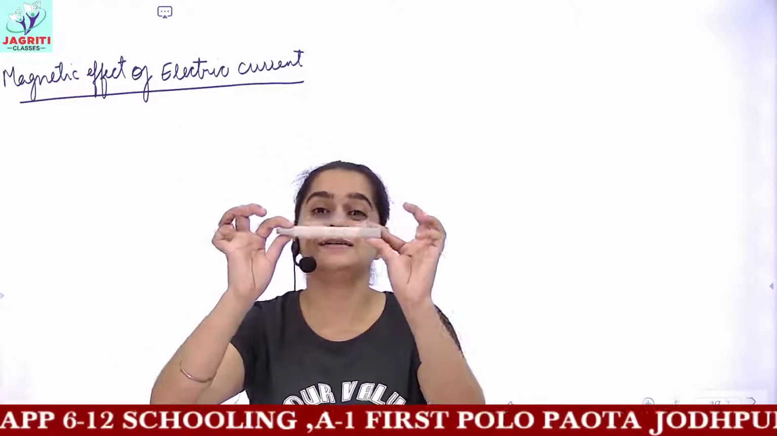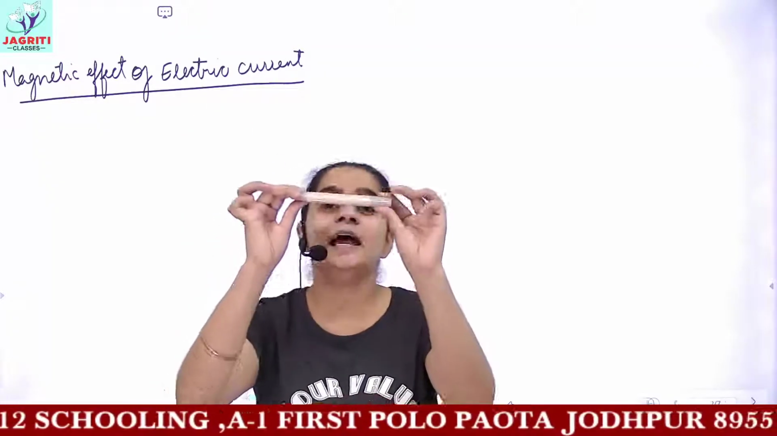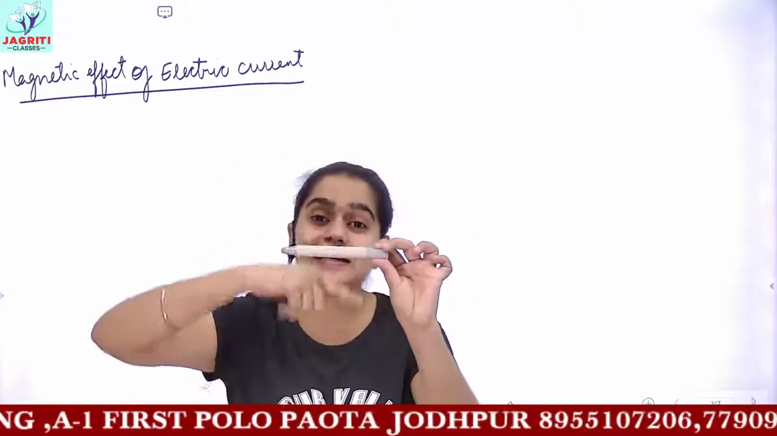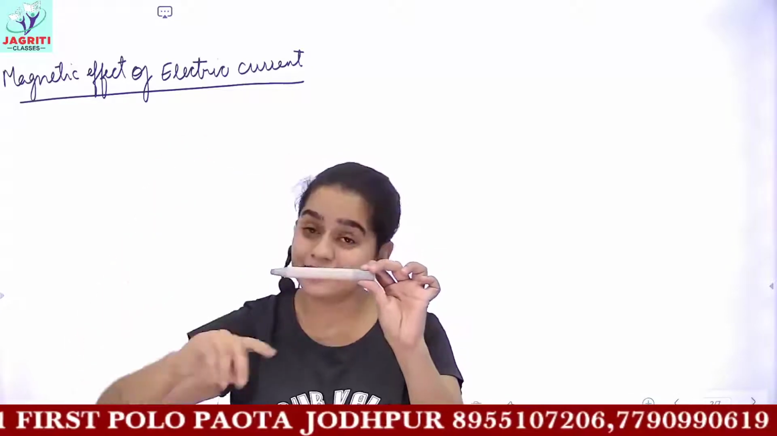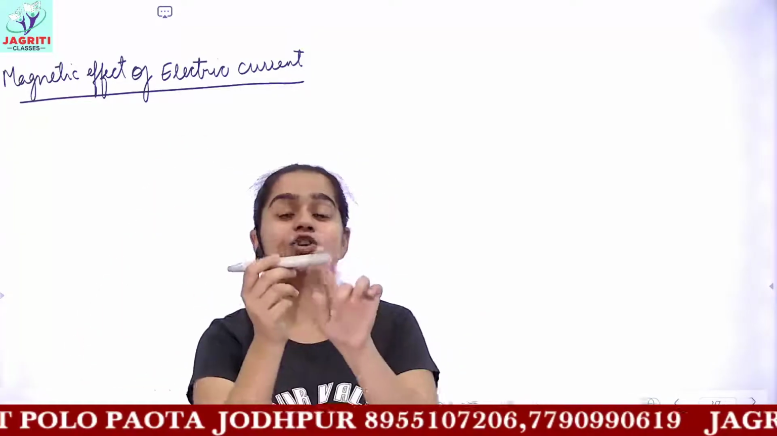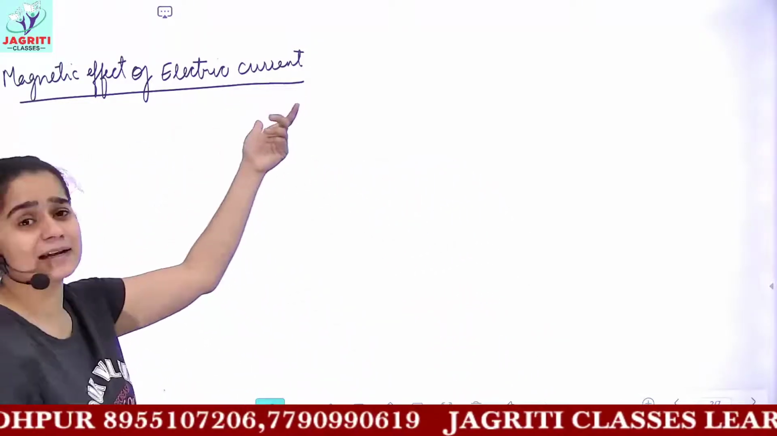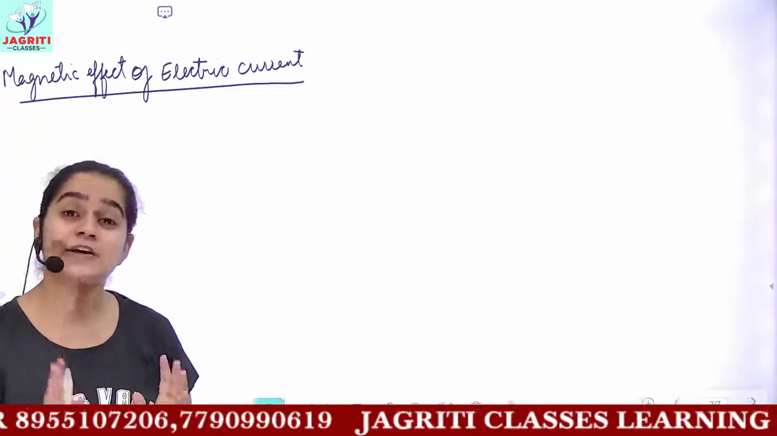Okay, this pen, my stylus, is the conductor, and whenever I am passing current, then a magnetic field develops around the conductor. For what time? If I stop the supply of current, then this magnetic field would also get destroyed. So this is basically the magnetic effect of electric current. I hope this is clear.